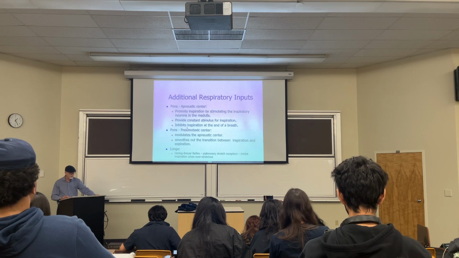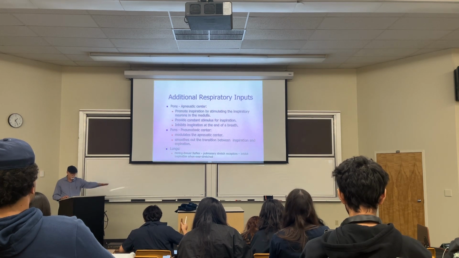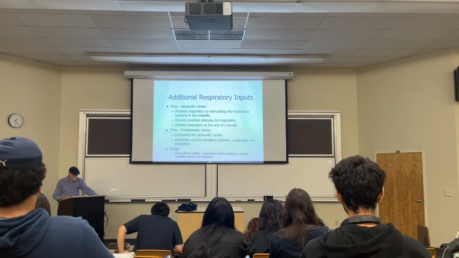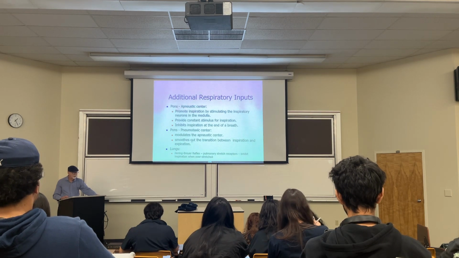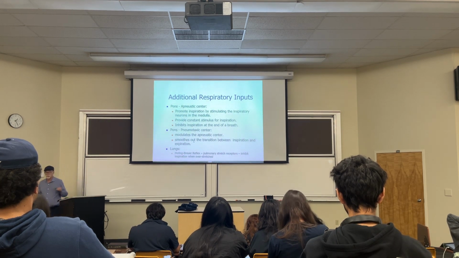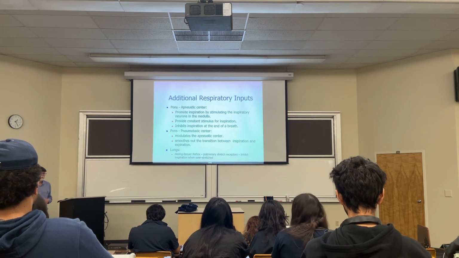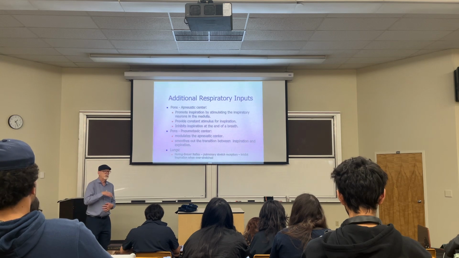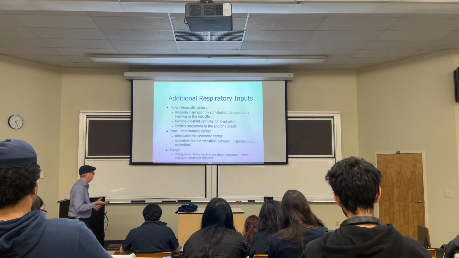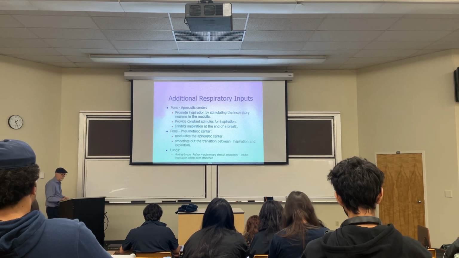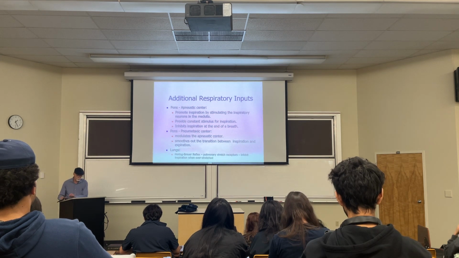Then it switches, and at the end of inspiration, it inhibits inspiration. It says, okay, stop breathing in for a bit. The pneumotaxic center smooths out the transition between inspiration and expiration. Otherwise, our breathing would be kind of jagged, like as we're trying to transition from inspiration to expiration. So this makes it a nice, smooth transition. And so that's helpful. So those are the centers for controlling breathing.